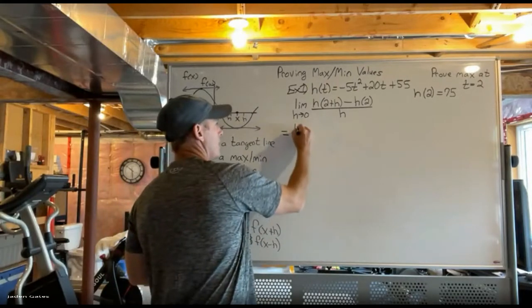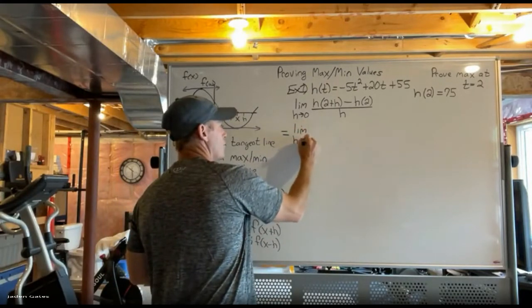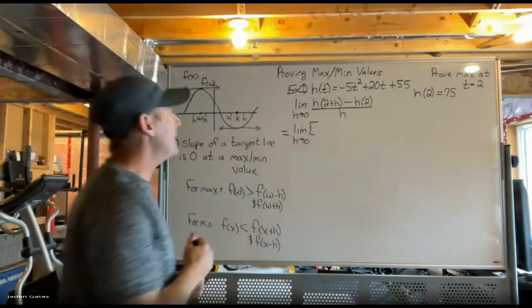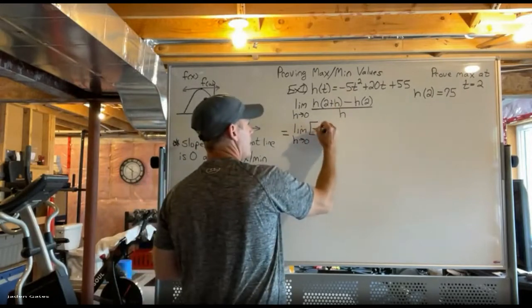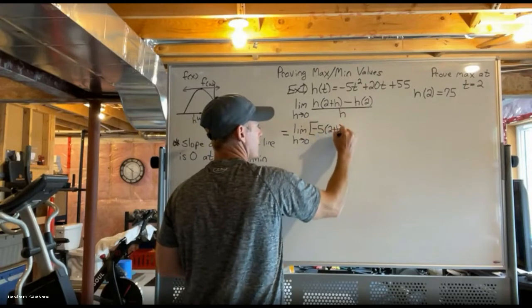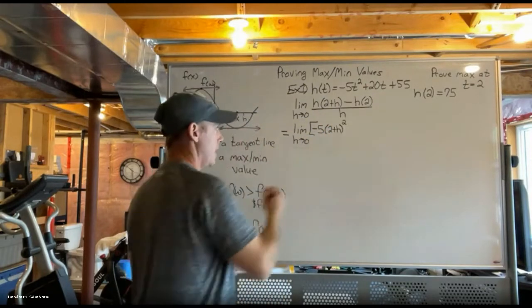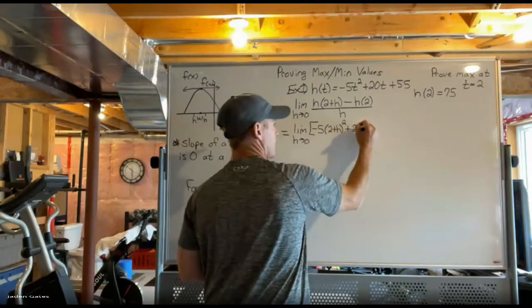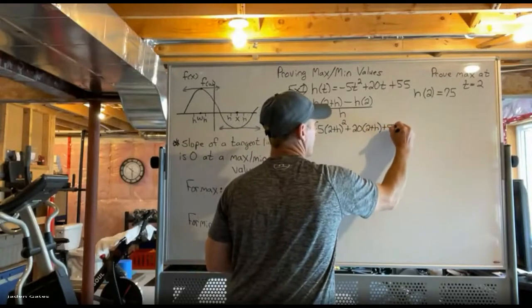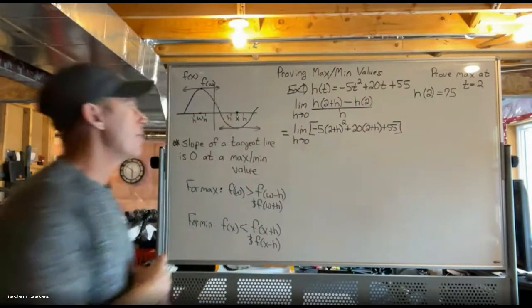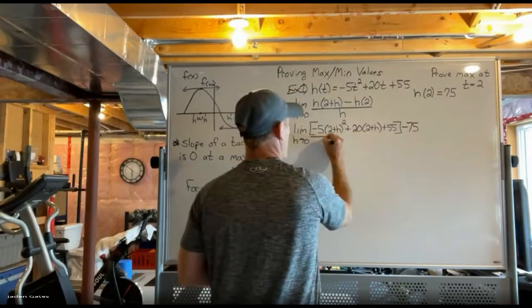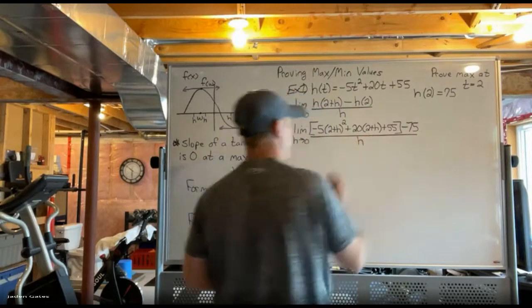So we've got the limit as h approaches 0. Now I'm going to do square brackets just to keep things as clean as possible. So I've got a minus 5 t squared. Instead of t, I'm putting in a 2 plus h, and it's squared, plus 20 times that 2 plus h, plus 55. And of course, I can't forget my minus h of 2, which is minus 75. And that is all over h.